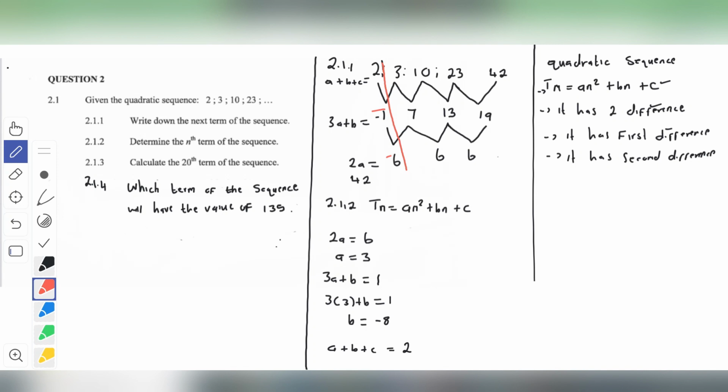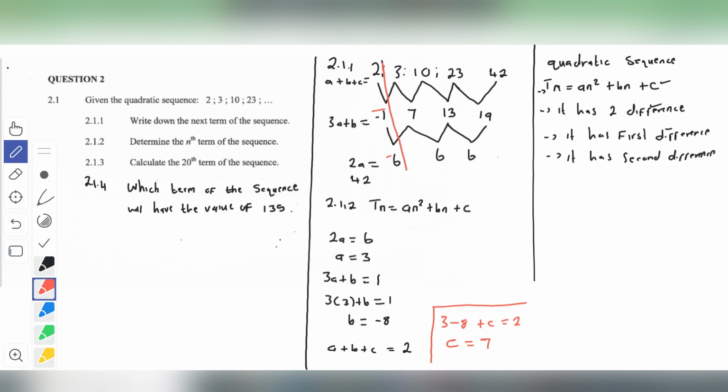So now let's solve for c, right? Let me do it here before I erase. What is c? We can see that our a is 3. What is b? b is negative 8, plus c is equal to 2. Therefore, c is equal to what? c is equal to 7, right?